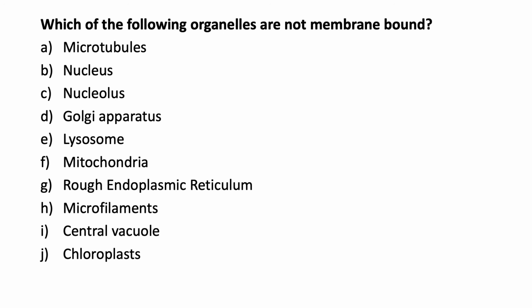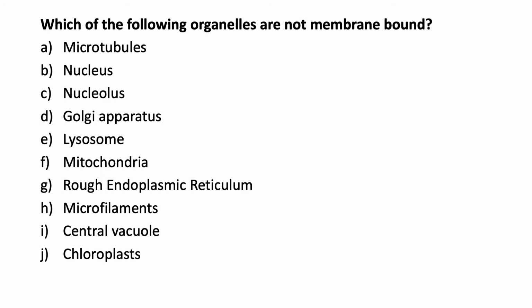Okay, now let's go through this list one by one. Microtubules are basically just made of tubulin, so they aren't membrane bound, so that's a correct answer. The nucleus is definitely membrane bound. In fact, it has 2 membranes forming the nuclear envelope. The nucleolus is just a region in the nucleus dedicated to ribosome production, but it isn't actually bound by a specific membrane. So that's also a correct answer.